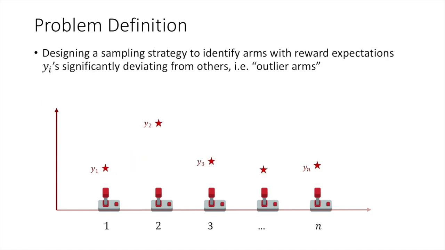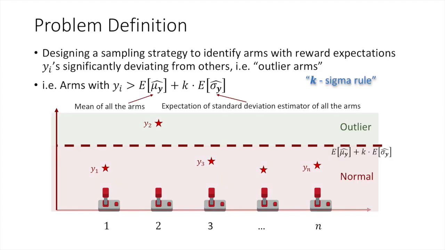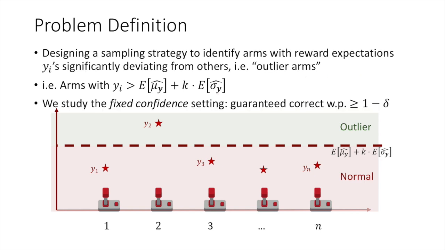Based on the samples, the system can calculate the estimated expectation of each arm and its confidence interval. In this study, we focus on a novel problem, which is to identify arms with abnormally high reward expectation called outlier arms. The outlier arms are defined based on the classic K-sigma rule, namely arms that are K-standard deviations away from the mean of all the arms. The objective is to design a sampling strategy that can output the correct results with high probability by pooling the arms as few as possible.